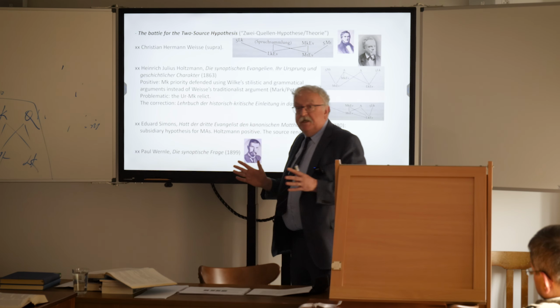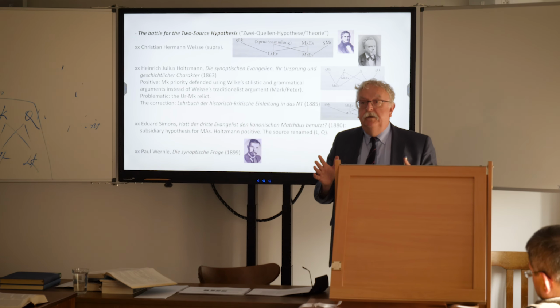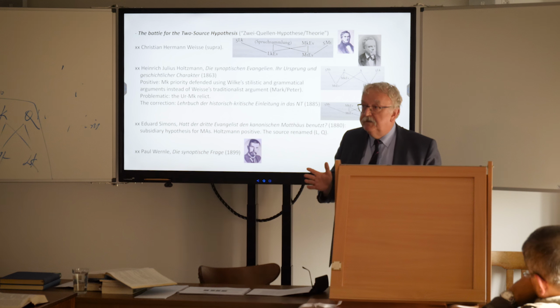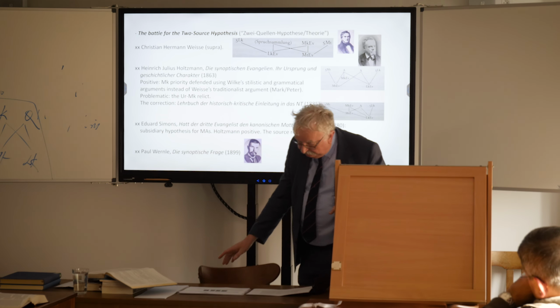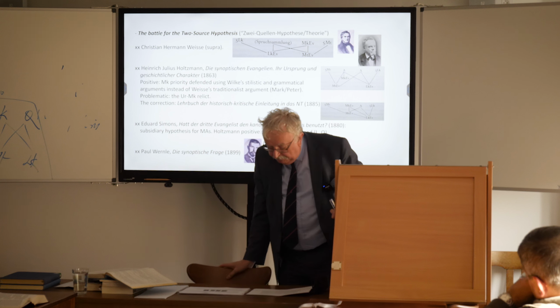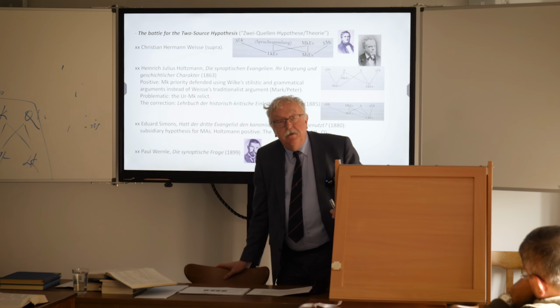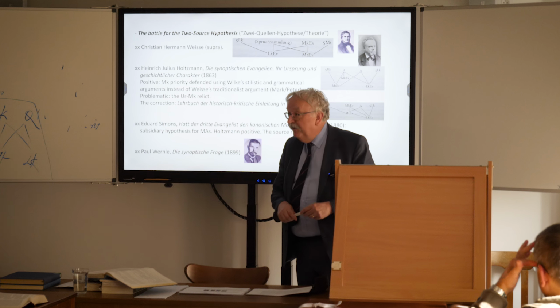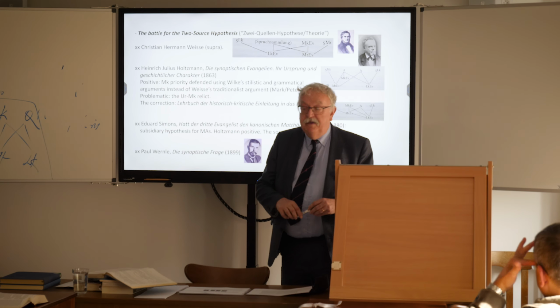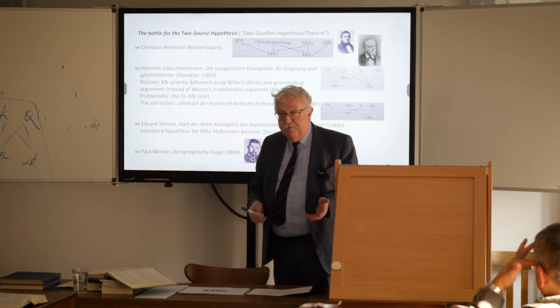That's the end of the 19th century, and that's the end of an era as well. In 1901, a couple of books are published that just make a tabula rasa of everything that was written in the 19th century. It's first William Wrede's Das Messiasgeheimnis, and second Albert Schweitzer's Das Leben Jesu.